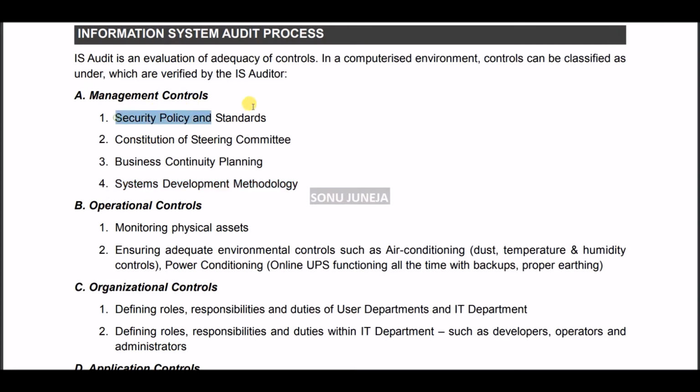So in management control they will check your security policy standards, constitution of the steering committee with respect to such, business continuity planning and system development methodology. How do you develop your systems to work on IS? And then you have the monitoring controls, which come under operation. So monitoring of physical assets, ensuring adequate environment such as air conditioning, dust, temperature, power conditioning, UPS functioning. This is with respect to the servers. The place where the servers are kept, you are able to track all these things.